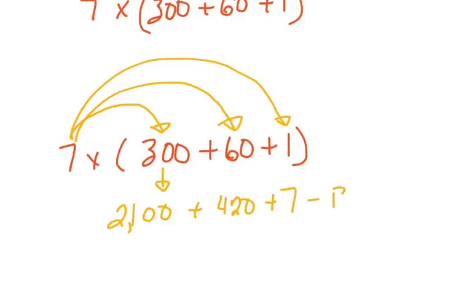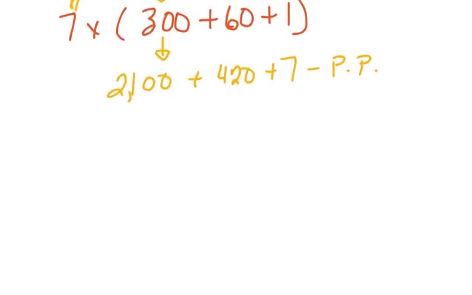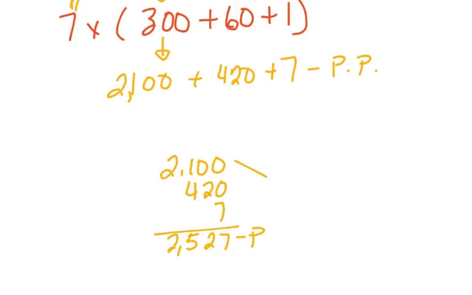Remember that these are all of your partial products. Then you're going to take your partial products and add them up. 2,100, 420, and then 7. So 7, 2, 5. So 2,527 is our final product. Let me make sure I box that.